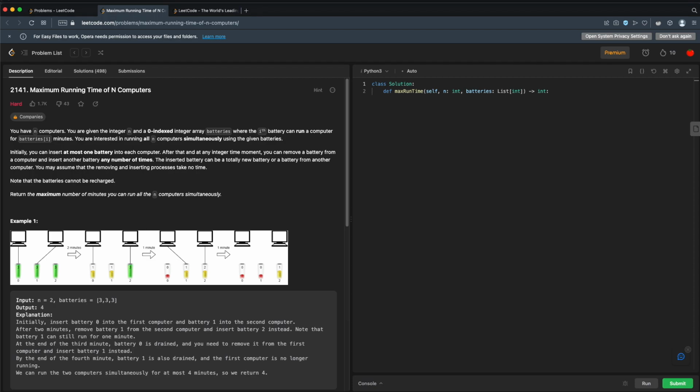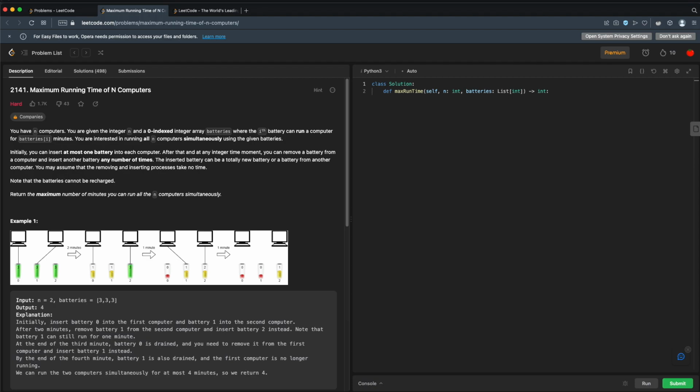Initially, you can insert at most one battery into each computer. After that, and at any integer time moment, you can remove a battery from a computer and insert another battery any number of times. The inserted battery can be a totally new battery or a battery from another computer. You may assume that the removing and inserting process takes no time. Note that the batteries cannot be recharged. Return the maximum number of minutes you can run all n computers simultaneously.